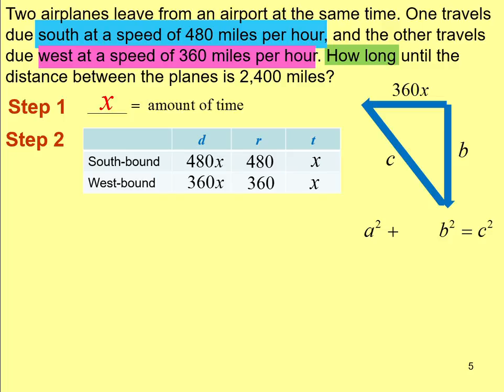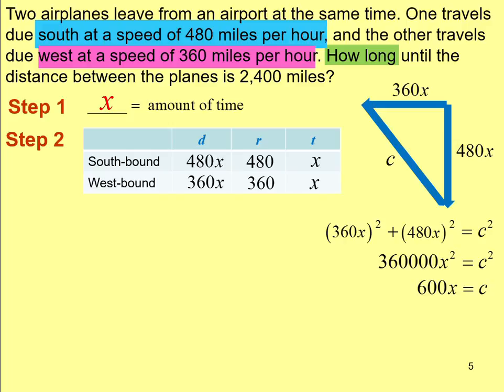The b is the distance the southbound plane has traveled. We'll put a 480x there, and then put those into the equation, and notice we can solve for c. Square those and add them together. You do that on a calculator, obviously. Do the square root of that, and we get c equals 600x. And so the distance between the planes is described as 600x.